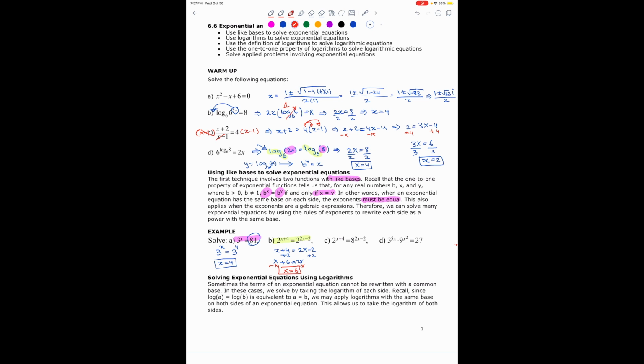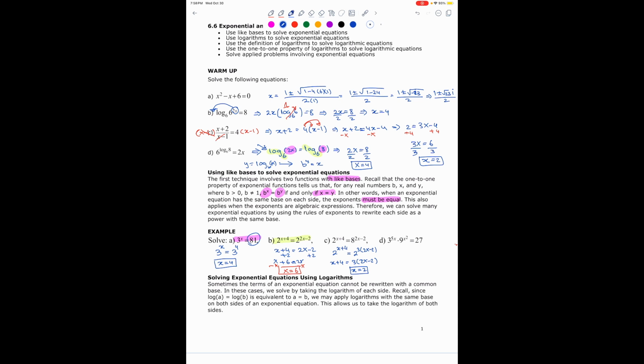For part C, I can rewrite the expression as 2 to the x plus 4 equals, and I know that I can write 8 as 2 to the 3rd power times 2x minus 2, because the power of the power multiplies. And now I can conclude that x plus 4 is the same as 3 times 2x minus 2. And then after solving that, I will end up with x equals 2. So after you solve the equation, you will get x is equal to 2.